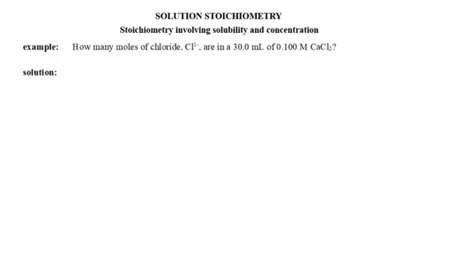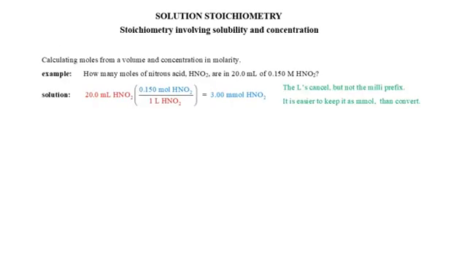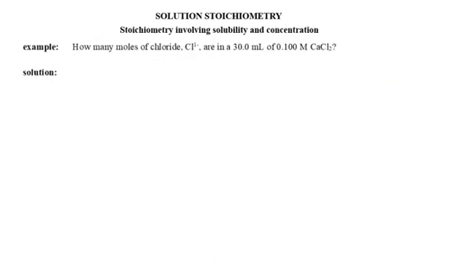The extra little bit is, like in this previous example, we were dealing with HNO2, a nice covalent compound that stays together. But what if you have an ionic compound that's kind of falling apart in solution and dissociating into ions? That's more of what we're getting into. So in this example, how many moles of chloride can you get from a volume and concentration of calcium chloride?